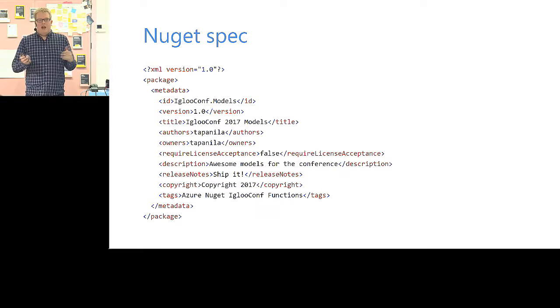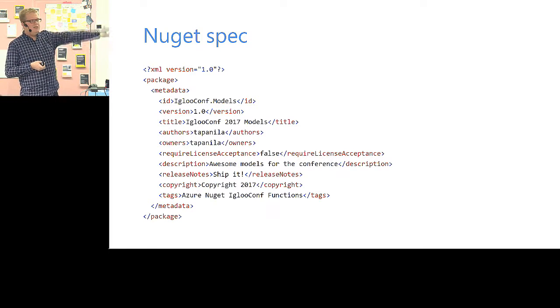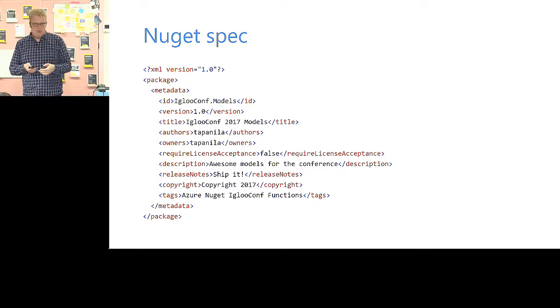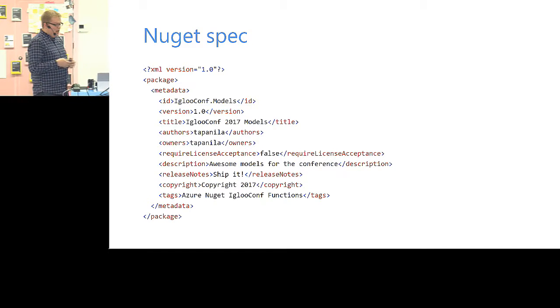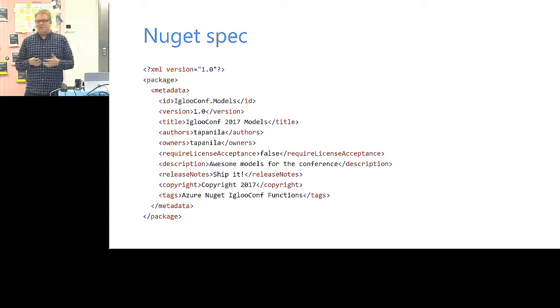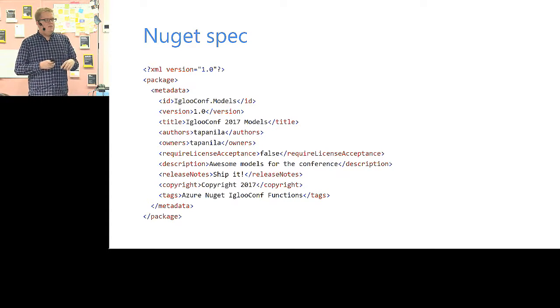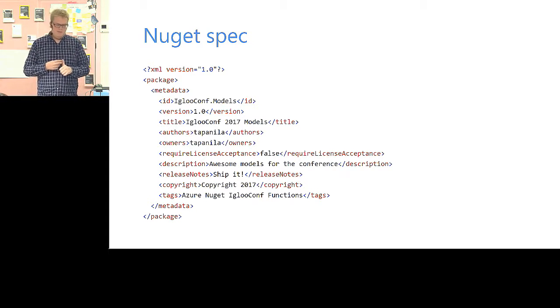So, the NuGet spec file. This is a real NuGet spec file. You can use this to publish. So what does it have? It has an ID. So when you're doing nuget install newtonsoft.json, that's the ID of the JSON package. It's newtonsoft.json. So you can rename it like mycompany.models or mycompany.secretfunctions or whatever you want to name it. It just needs to be unique on the server.